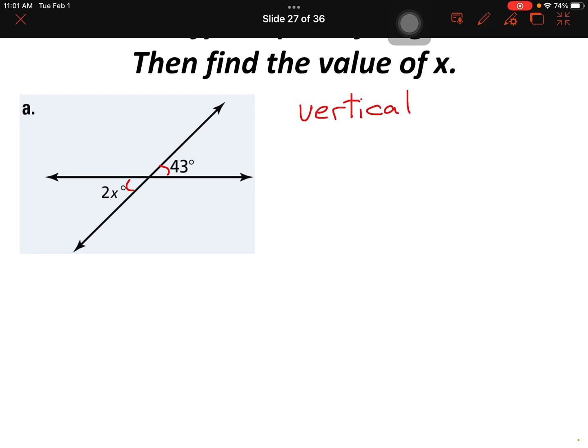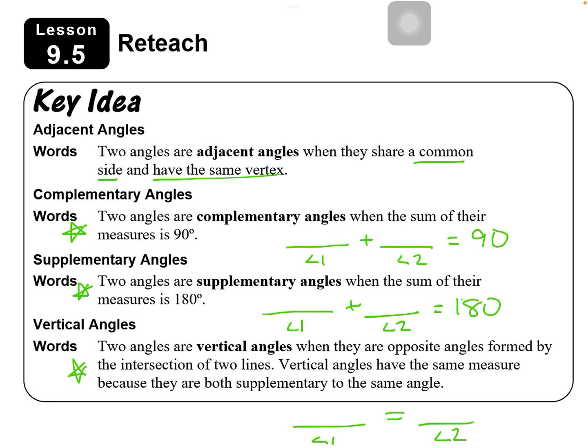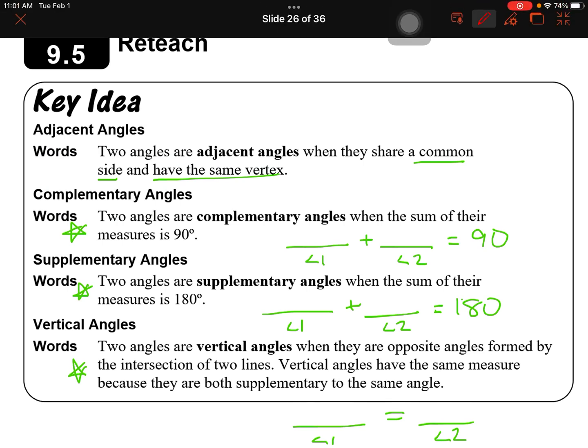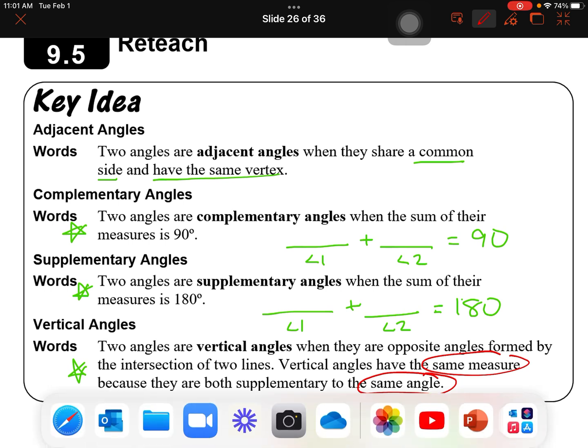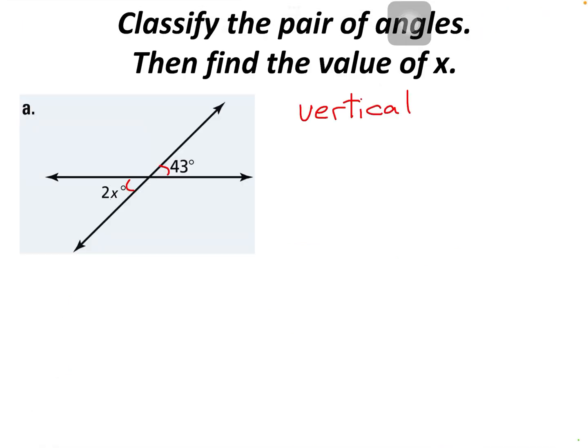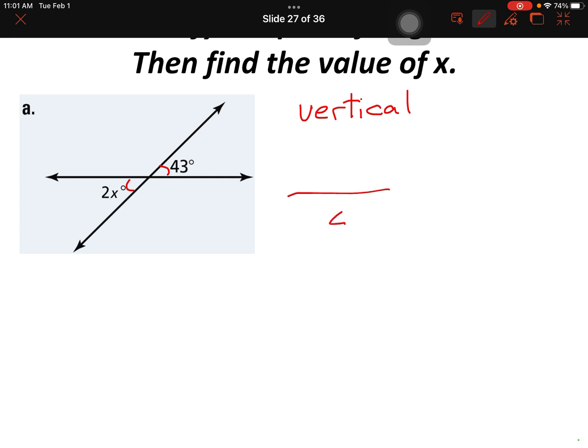Well, if we go back in our notes and we talk about vertical angles, we know they have the same measure, okay? Same measure, and this is the setup we're going to use. And so I'm going to put angle 1 is equal to angle 2. So in this case, my angle 1 will use 2x, and 43 is the other angle.